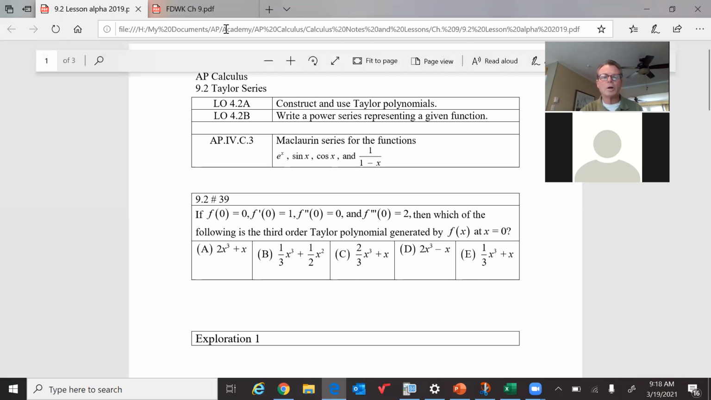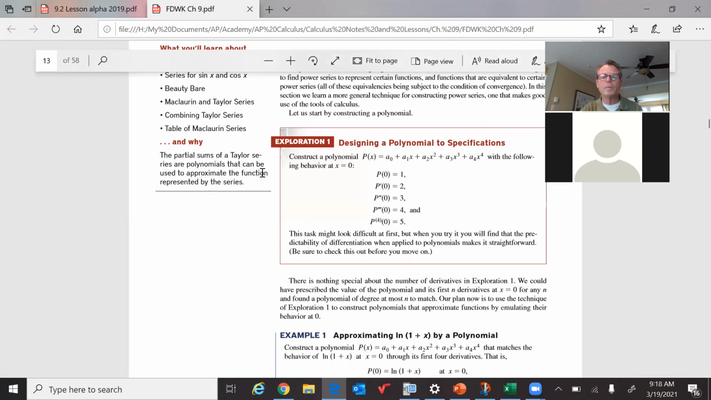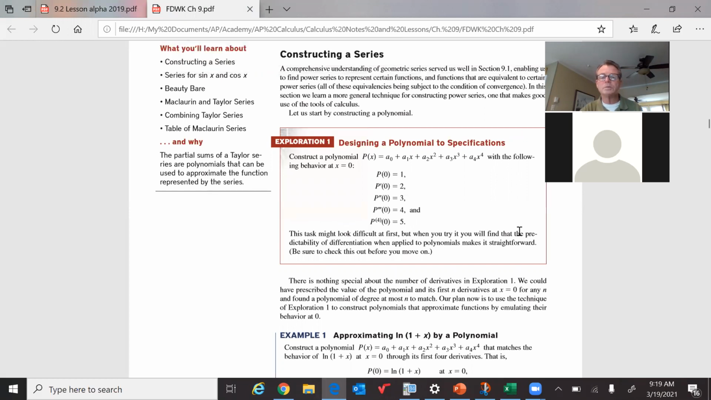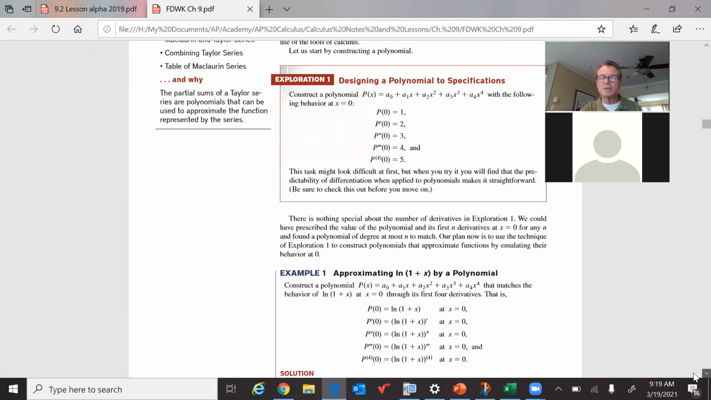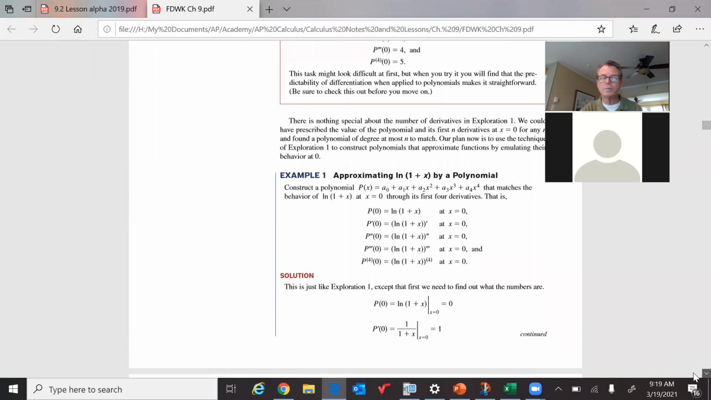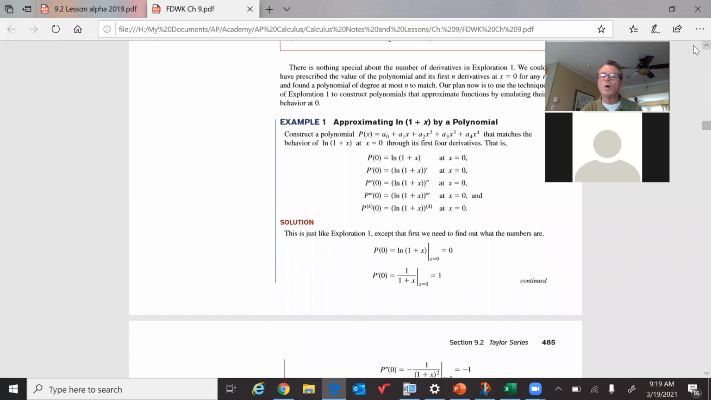And we're going to go here. We're going to go to exploration 1, which is in the textbook on page 484.